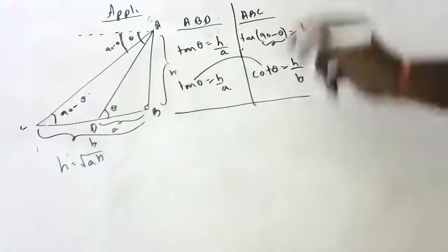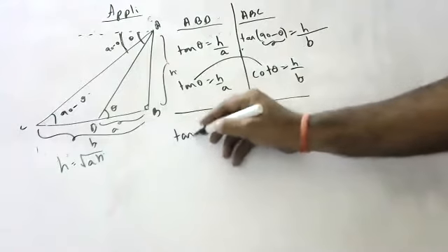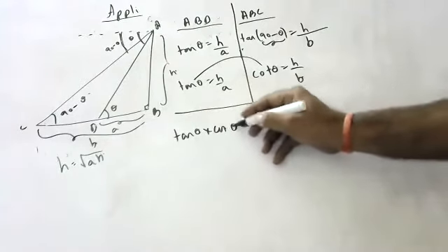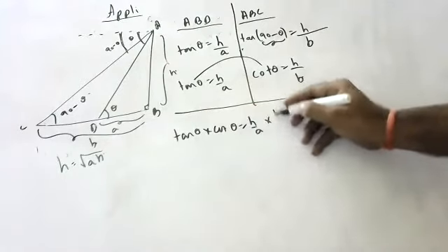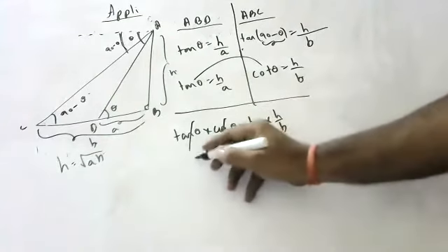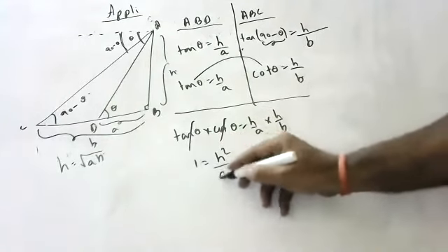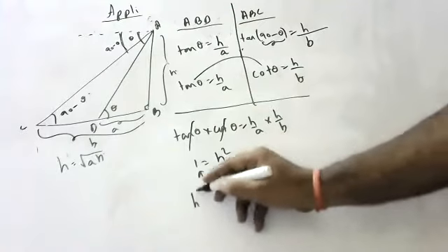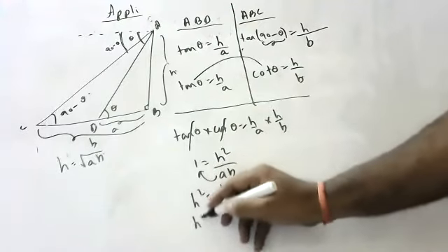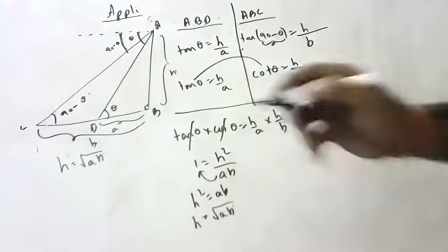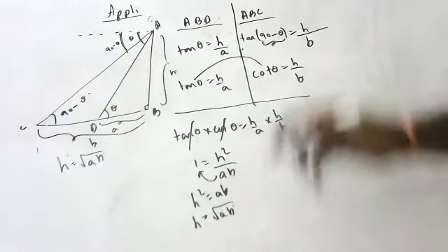Can you please multiply both equations? Tan theta into cot theta is equal to H by A into H by B. That is H square by AB. So AB is equal to H square, and H is equal to root AB. That's it.